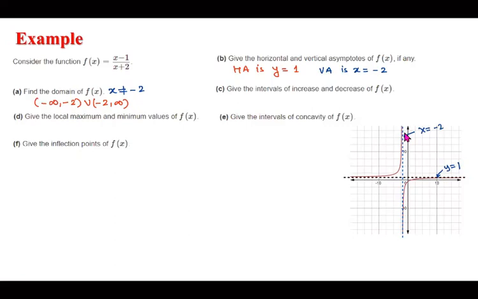So it is increasing from -infinity up to -2. Also, if you look at this piece here, as you go from left to right, from -2 all the way up to infinity, the graph is again going upward. So it is also increasing from -2 up to infinity. And if we want to combine these two intervals, we can write a union sign in the middle.